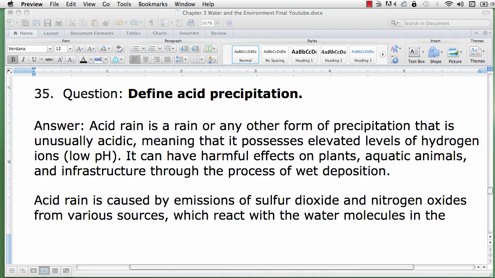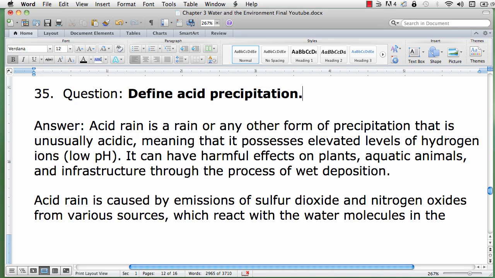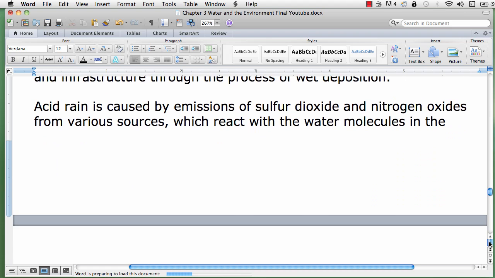What causes acid rain? Acid rain is actually caused by emissions of sulfur dioxide and nitrogen oxides. These typically are emitted by the burning of fossil fuels. Sulfur dioxide and nitrogen oxides combine with water molecules in the atmosphere and produce various acids. These acids have a very corrosive effect.